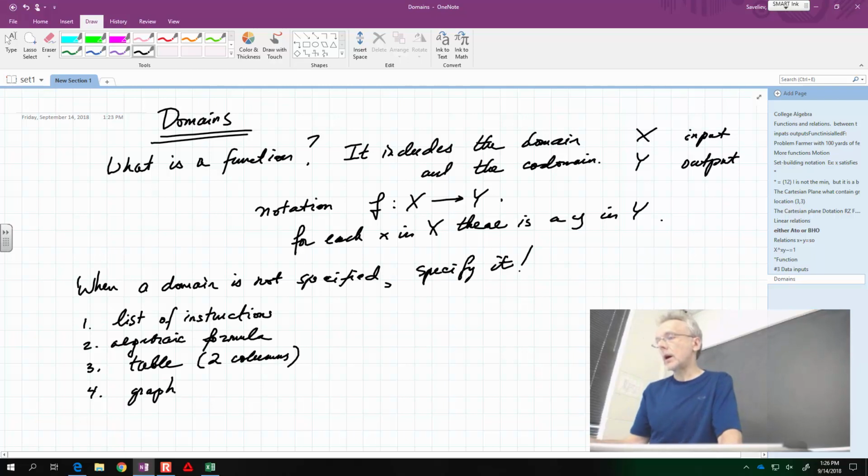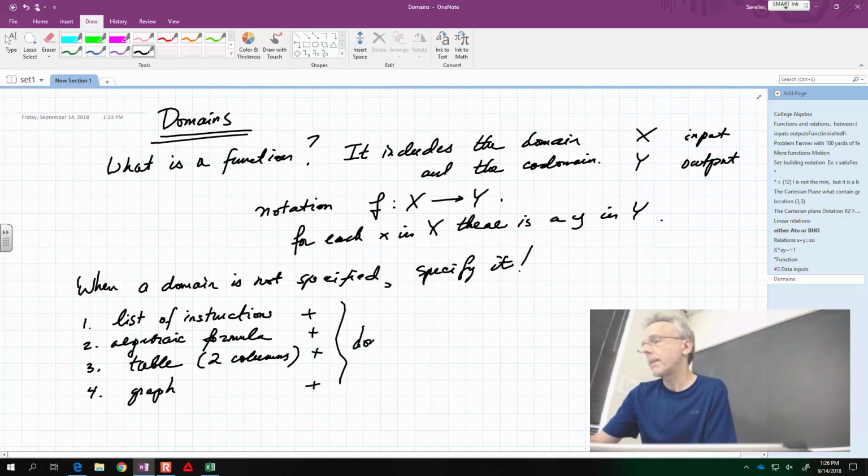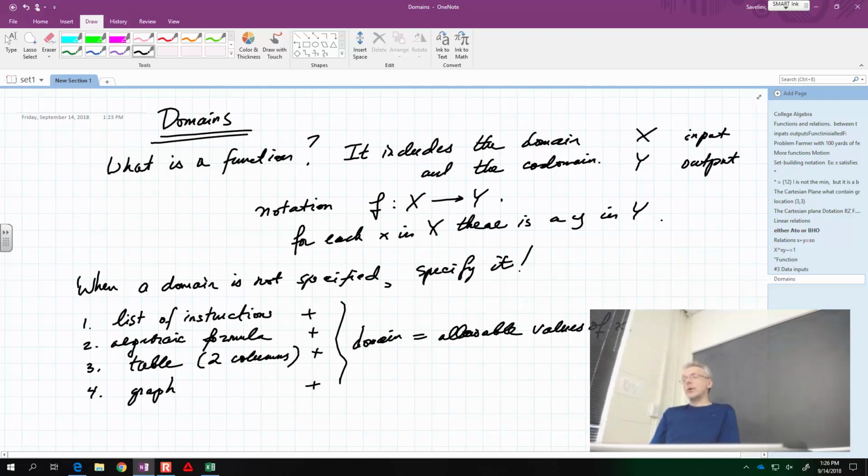Okay, so if that's what you have, a list of instructions, where is the domain? The domain is not specified. So then you have to add the domain to these, in other words, the allowable values of x. It's especially straightforward with the algebraic formula. With the other two, well, let's look at the last ones.